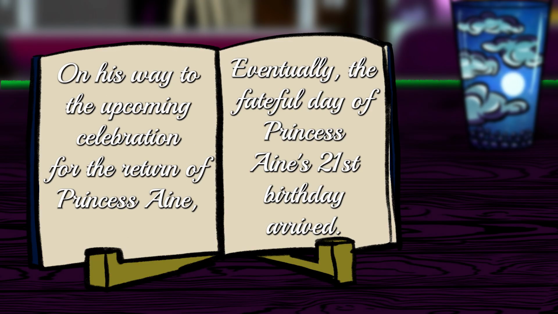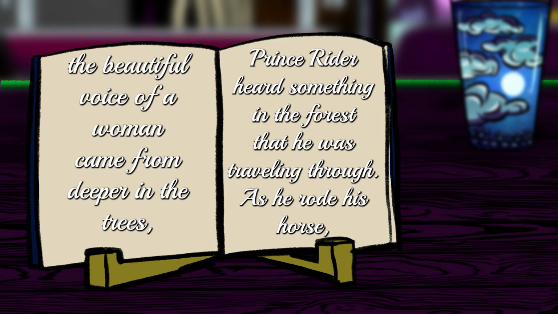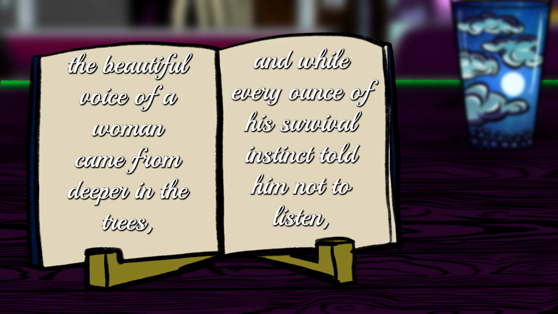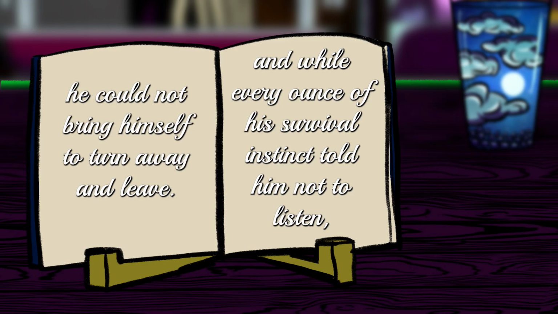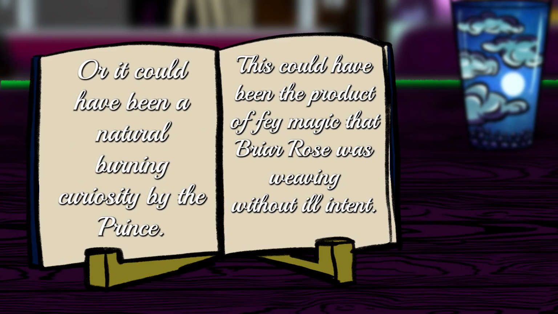On his way to the upcoming celebration for the return of Princess Ein, Prince Ryder heard something in the forest that he was traveling through. As he rode his horse, the beautiful voice of a woman came from deeper in the trees, and while every ounce of his survival instinct told him not to listen, he could not bring himself to turn away and leave. This could have been the product of Fey magics that Briar Rose was weaving without ill intent, or it could have been a natural burning curiosity by the prince.